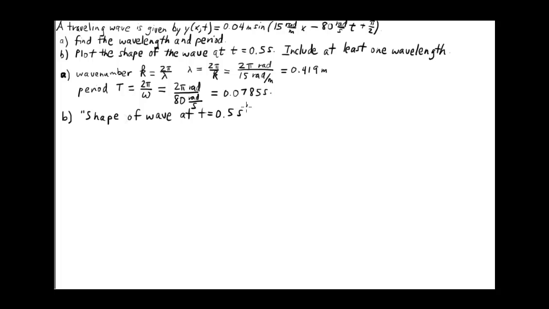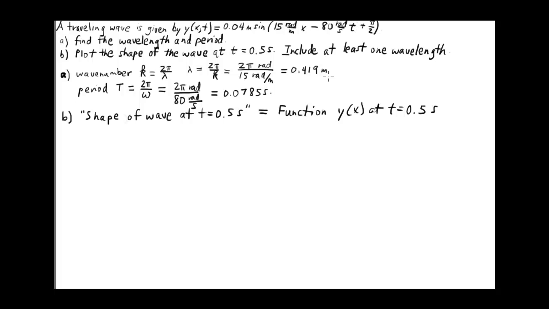Here we picked 0.5 seconds. What this means is the function y of x at t equals 0.5 seconds. Right? So what I do is I plug t equals 0.5 into the wave equation up here, and then that's going to give me just y as a function of x, because the time variable will have picked a specific snapshot in time to look at the wave.